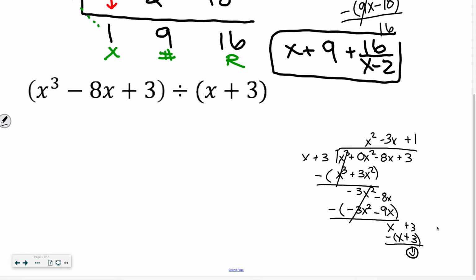You're going to grow to love synthetic. I know that at first you're like, I like thinking about it. But synthetic, we're going to want to be able to do this really fast.